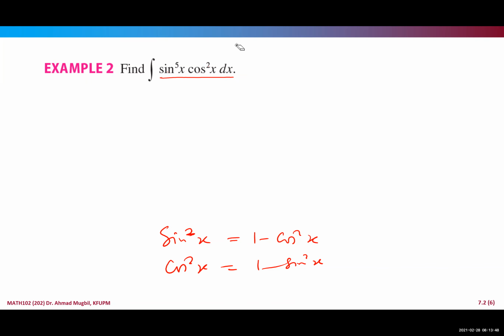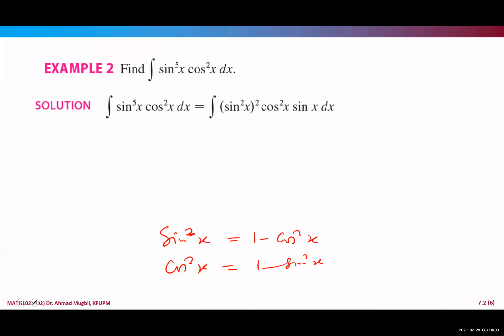Yes, sine squared here. First of all, you should deal with this. You have an odd power here. So what you can do is write sine to the power 5 as sine to the power 4 multiplied by sine. So this is the first step. Let me write it here, the first step. It is not clear here. So you should write this as sine to the power 4 x cosine squared x sine x dx.